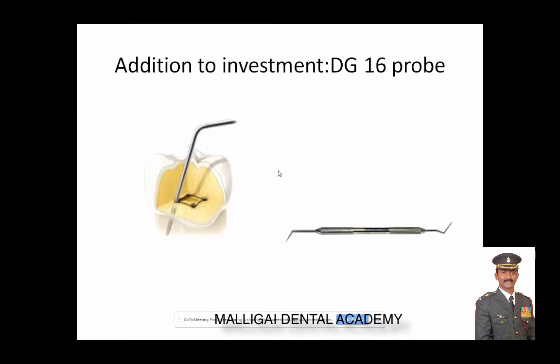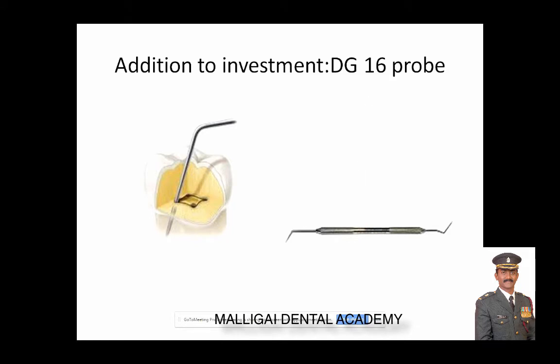How does it help? Moving the DG16 probe along the dentinal map or along the predicted anatomy will help to engage the orifice with the tip of the probe. Once the DG16 probe engages the orifice, you can go about enlarging this orifice sequentially with the help of your hand instruments first and then your orifice openers later. So the addition to investment is a simple DG16 probe.